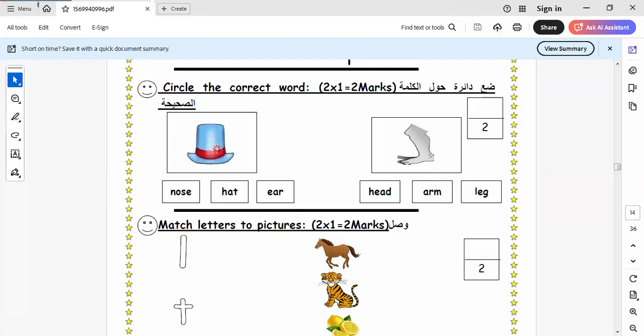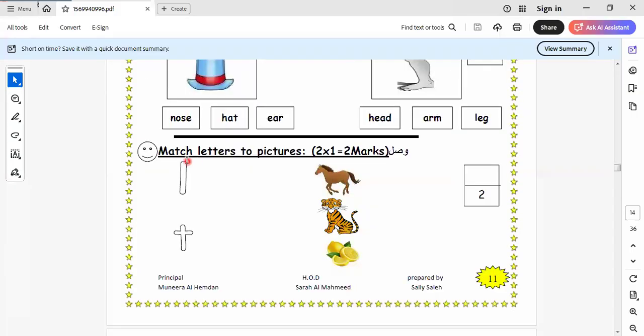Here we have, what is this? It's a hat. So I select this one. What is this? Is it an arm? Wrong. Is it a leg? Wrong. Yes, it's a leg. I think I don't know this, feet. If we say feet, I will select it. So it will be leg, not hat. Let's go to another question here.